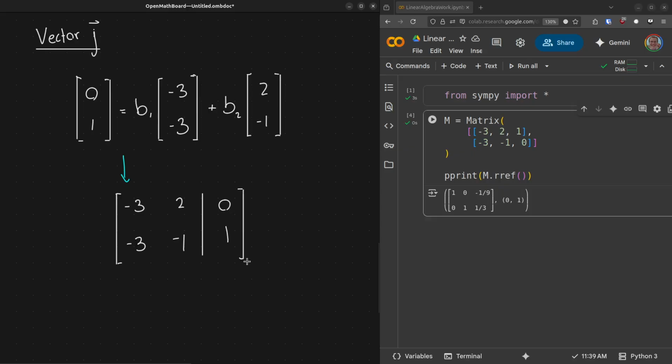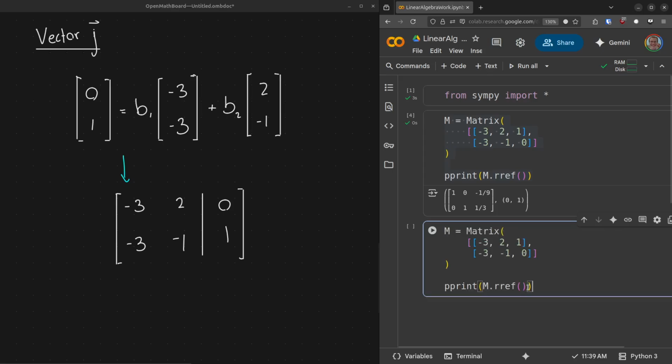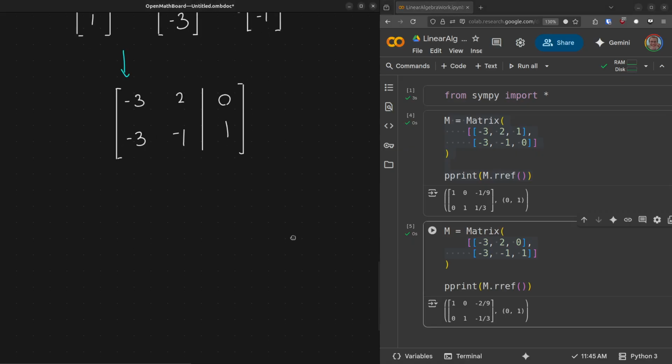Okay? Notice that's almost the same matrix that I had before. So rather than retyping all this in, I'm just going to copy this, paste it into a new code box, and I'm just going to swap the 1 and the 0 in the last column. So instead of 1, 0, I get 0, 1. Now this matrix matches this matrix. If I find the reduced row echelon form, there I get it. Okay?